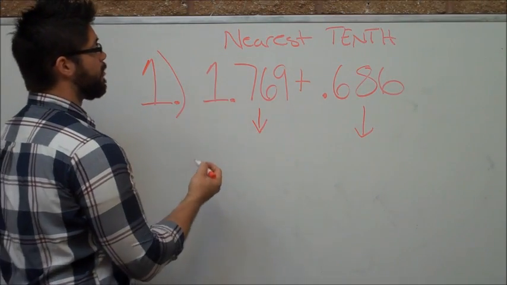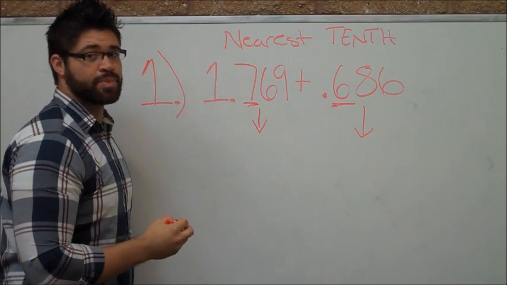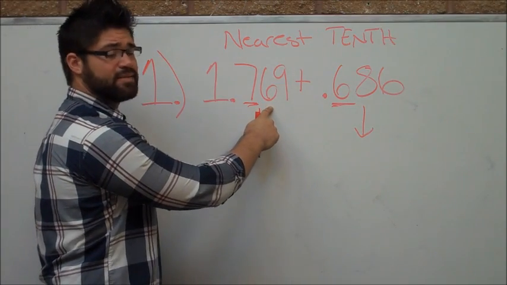So when we do this, what I have to do is, remember, I look at the place value that I want to round to. Then I look to the number directly to the right, and I see if it's greater than or less than 5.